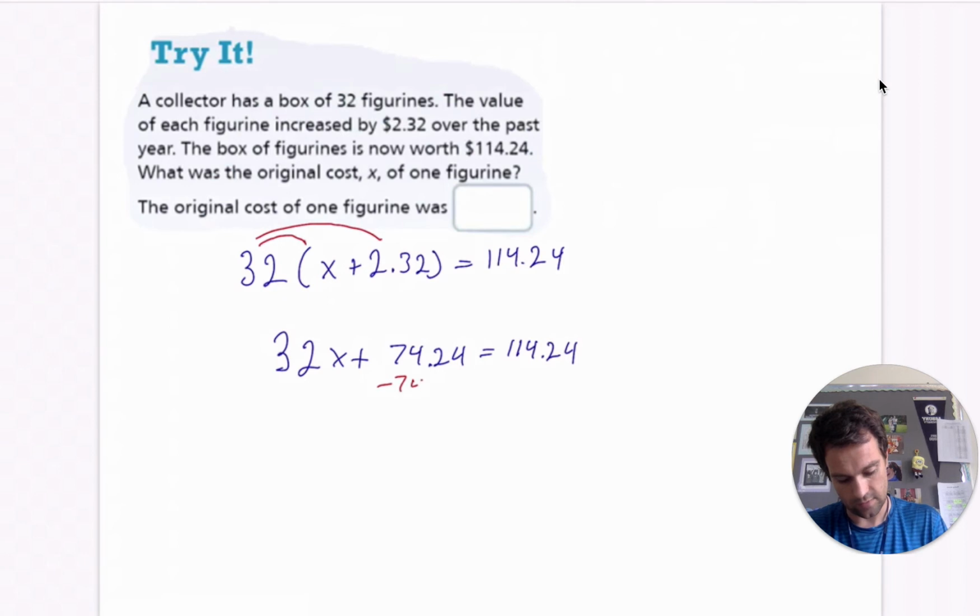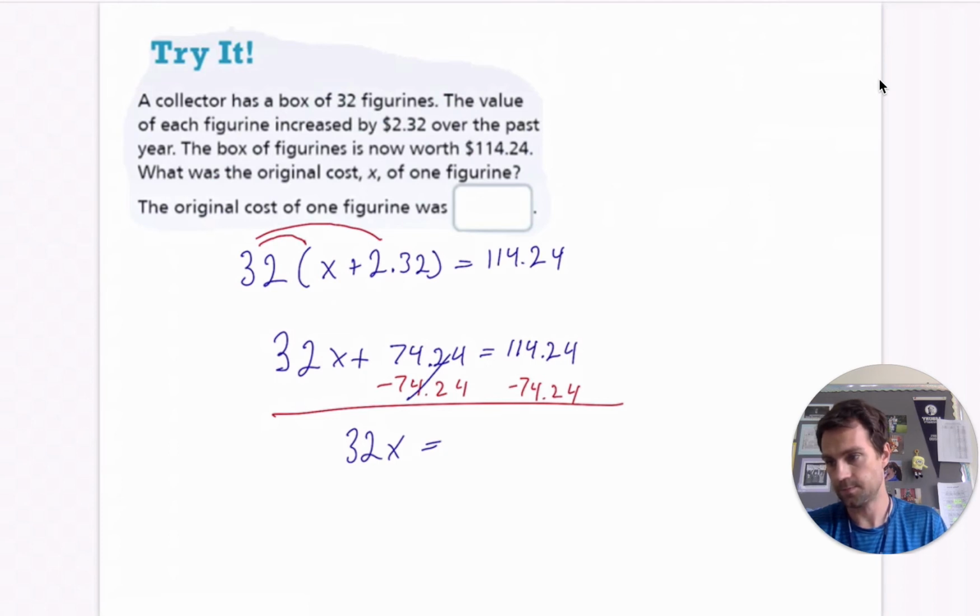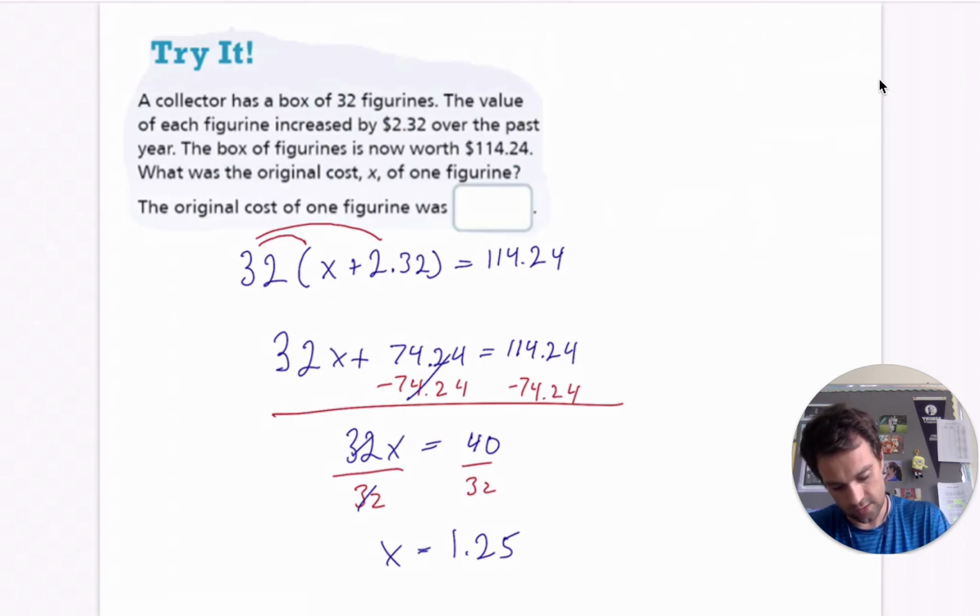We'll subtract 74.24 from both sides. So we have 32x equals 40. And then we will divide both sides by 32. So x is equal to 1.25. So the original cost is $1.25.